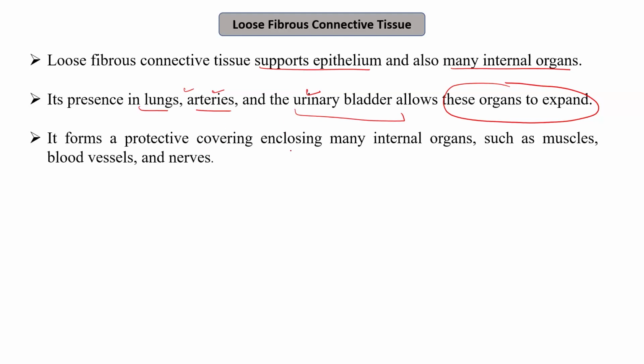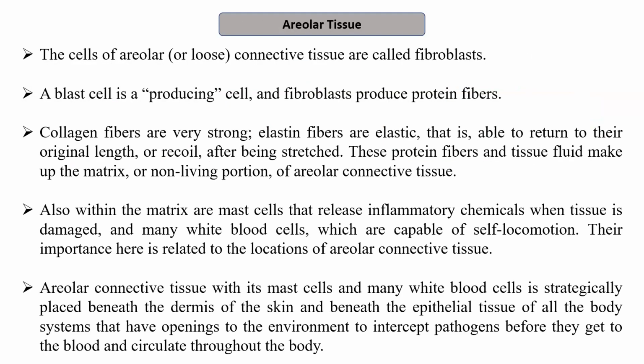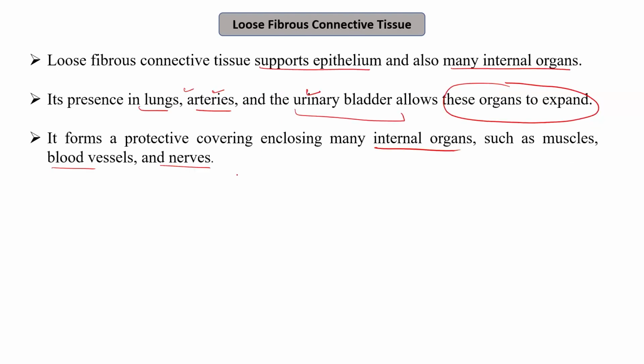It forms a protective covering enclosing many internal organs such as muscles, blood vessels, and nerves. So usually it is present as a covering of many internal organs that are under very high pressure or that are continuously in movement, for example the muscles, blood vessels, or nerves. There are various types of loose connective tissue. For example, loose connective tissue can be areolar or adipose connective tissue.